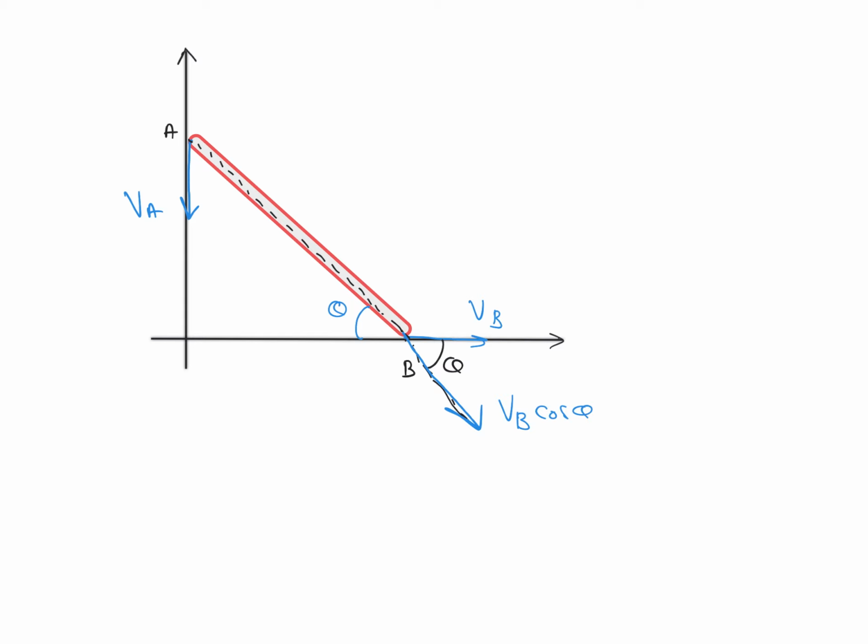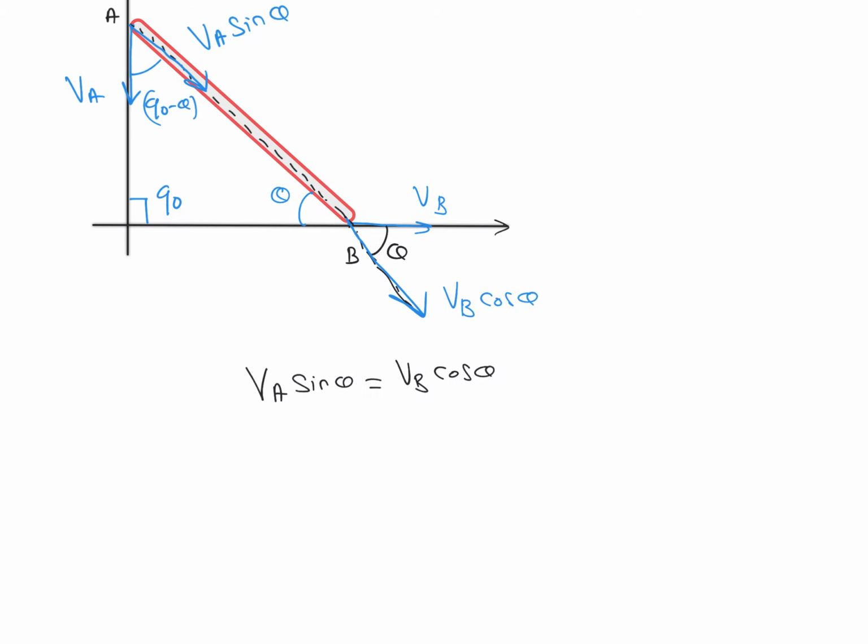Similarly, if this angle is theta and this angle is 90, then this angle is going to be 90 minus theta. So the component of VA is VA cos(90 minus theta), which is equal to VA sin theta. Now according to the concept of a rigid body, the component of velocities along the line joining any two particles should be the same. That means VA sin theta should be equal to VB cos theta, or VA sin theta by cos theta, that is tan theta, should be equal to VB.